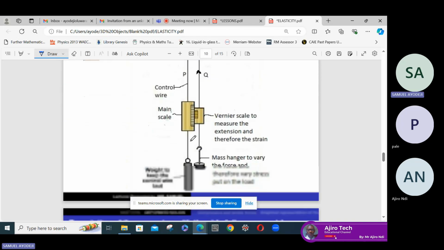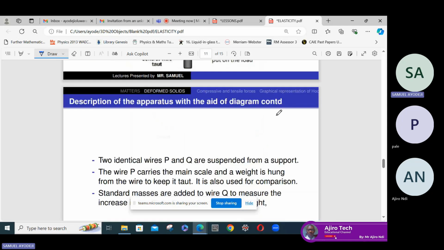So you have the apparatus this way: you have the vernier scale, the mass hanger, the weight, the controlling wire, and the main scale. Under the vernier scale, the vernier caliper is divided into two: we have the main scale and the vernier scale. The vernier caliper measures the diameter of the wire. Fine.